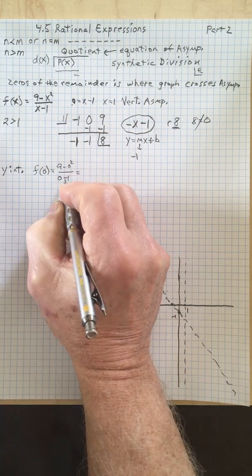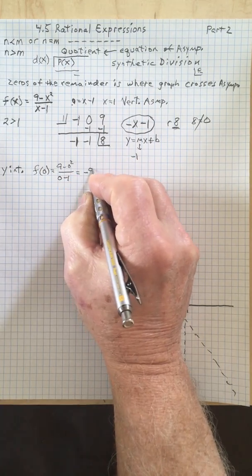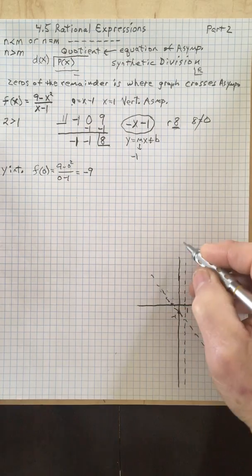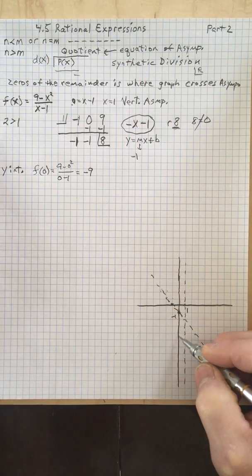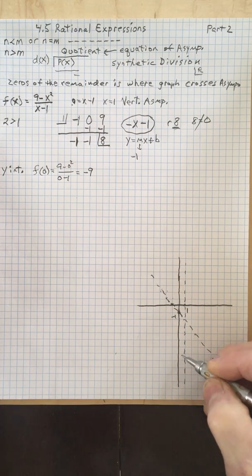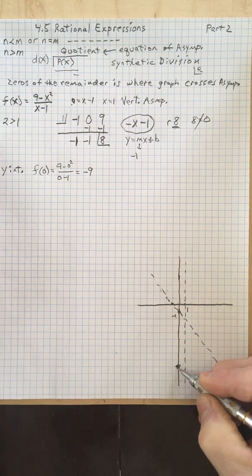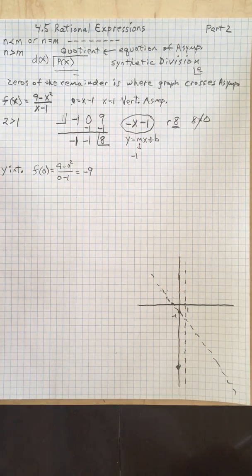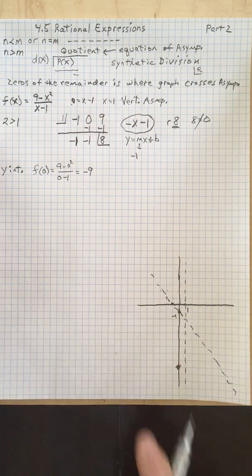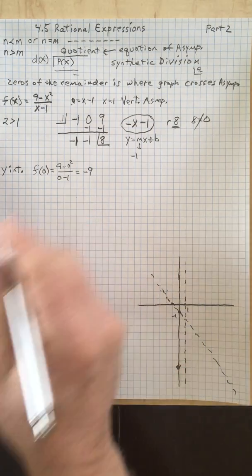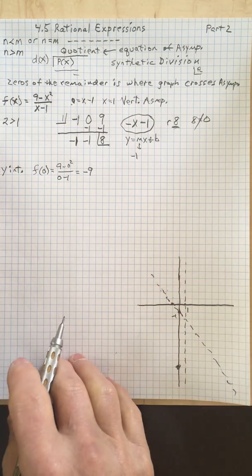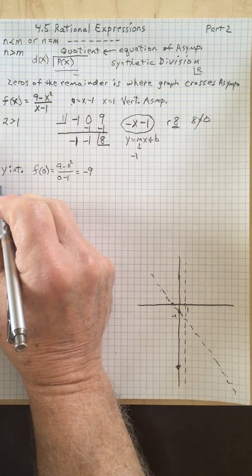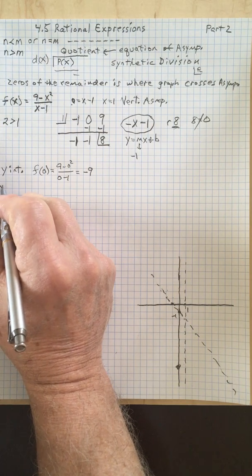This is just going to be -9. So I'm going to cross the y-axis at -9. So I can go ahead and put that point in there. So I know I'm going through there somehow. Some other handy points, if they're available, are X-intercepts.